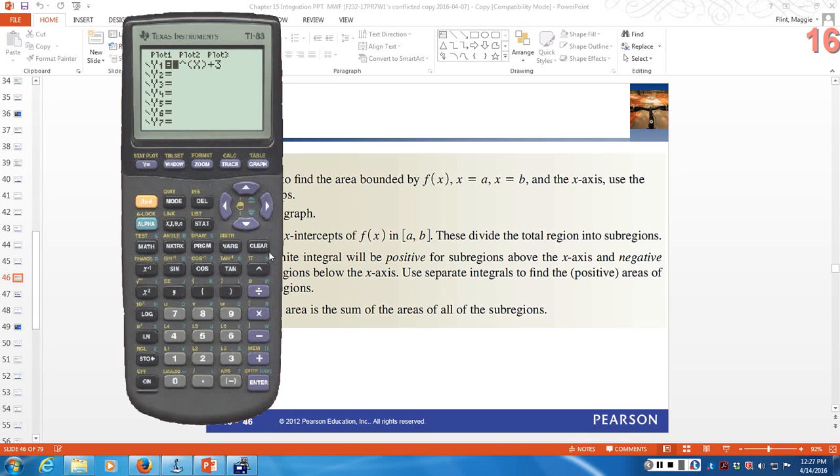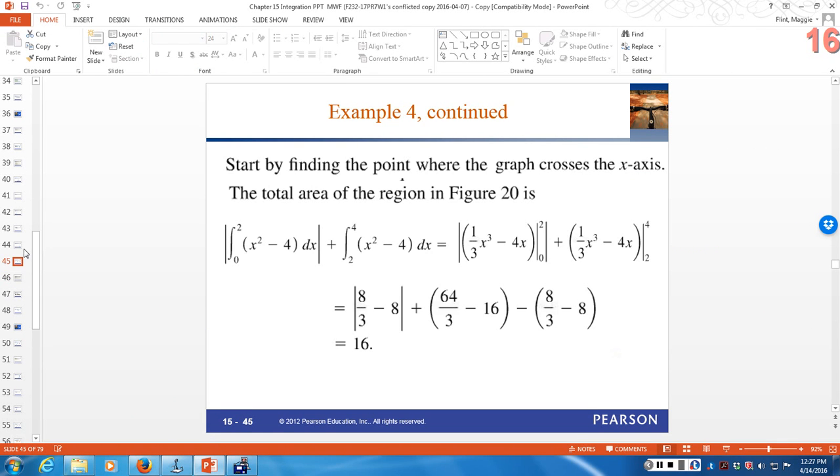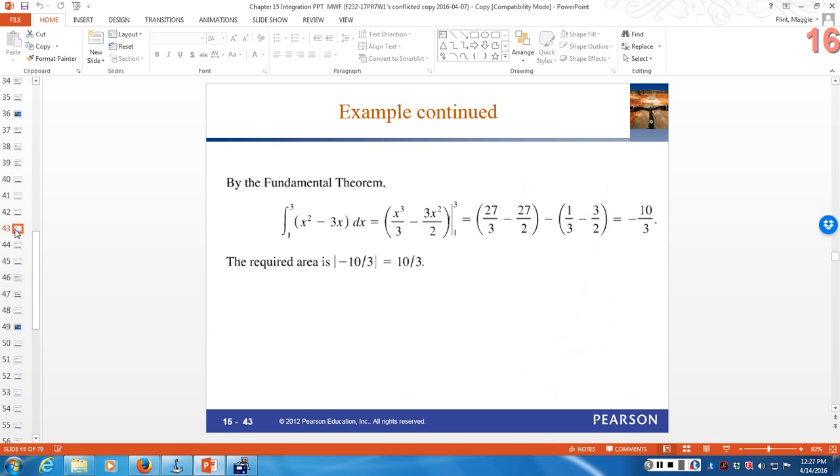So example 3, you got 10 over 3. Go back to the example. Yes. No, example 3. Not 4. Yeah, one more. Okay, good.